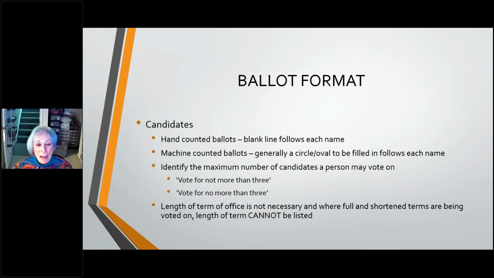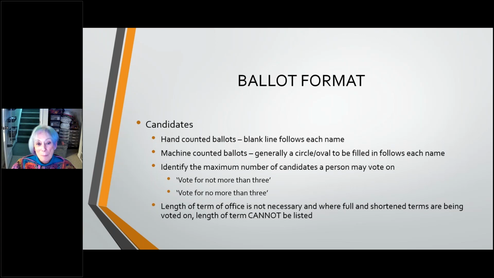Okay, and then on the ballot format, for the candidates, if you are hand counting your ballots and you've determined the order of the names by lot, then you're going to type in the person's name, and then have a blank line where somebody can put an X or a check mark or something, in other words, an indication. It would either be to the left of their name or to the right of their name. To me, it makes sense to have the name first and then the blank line.